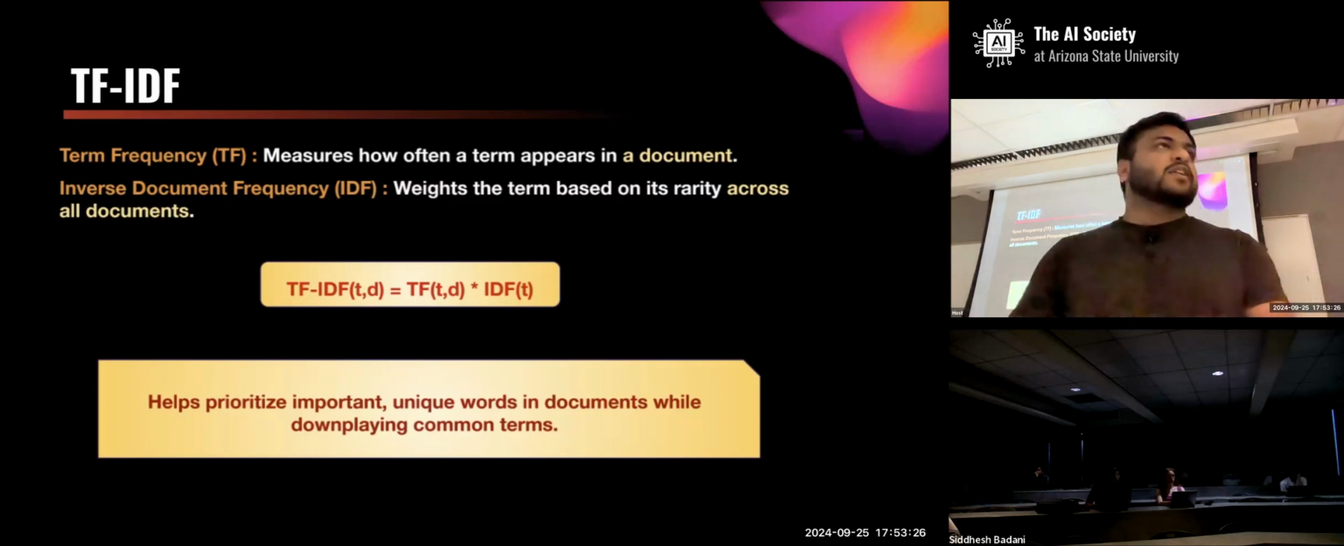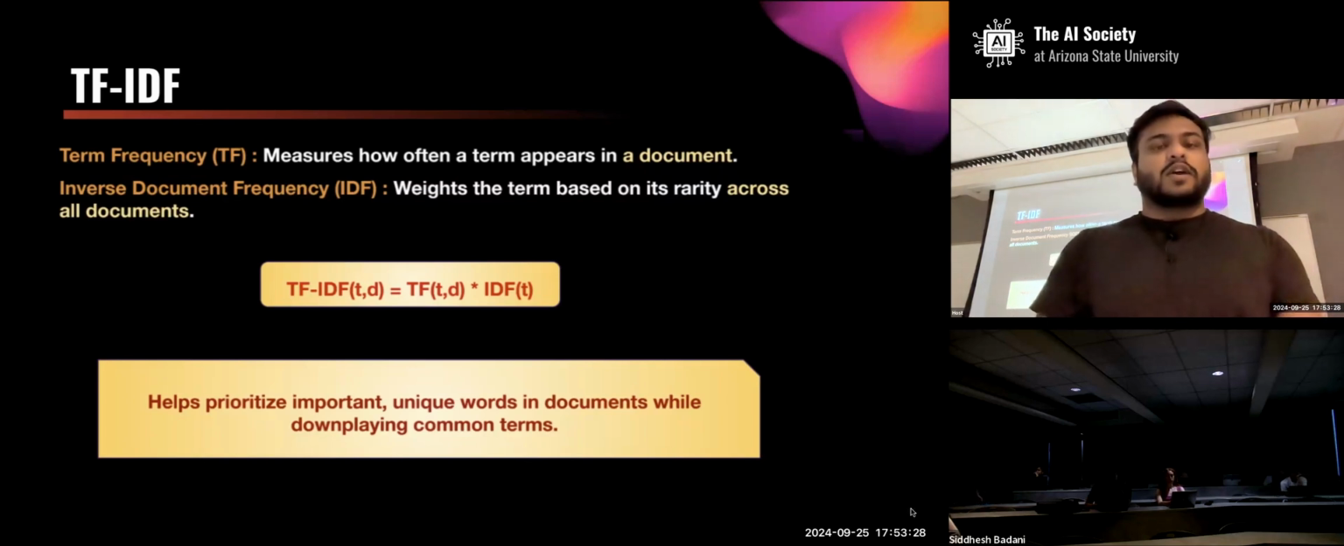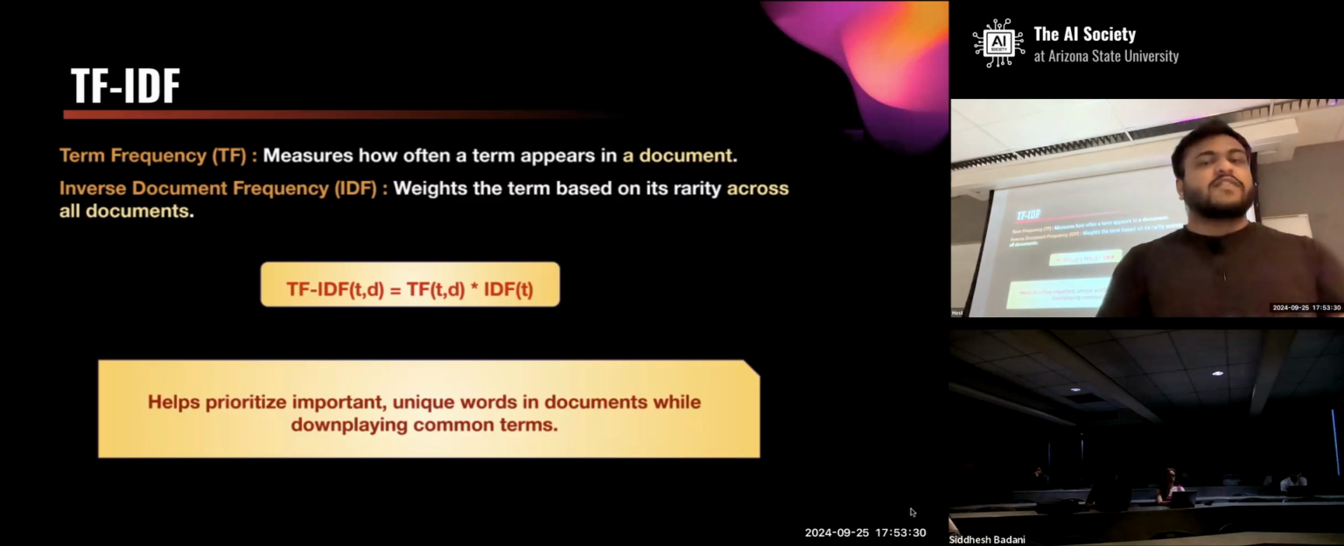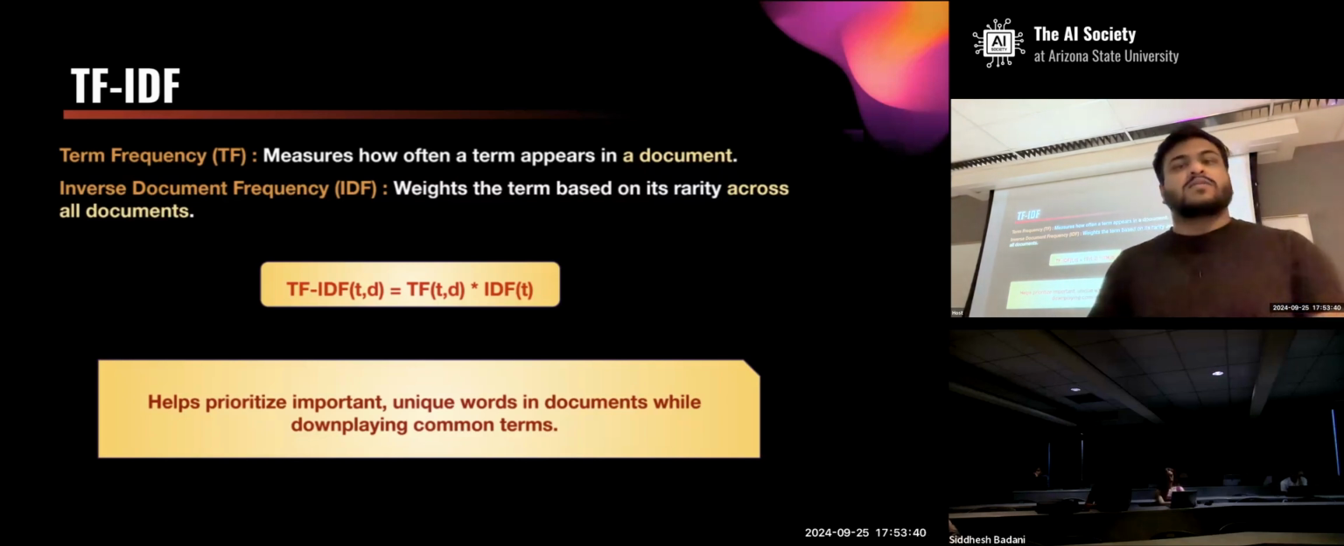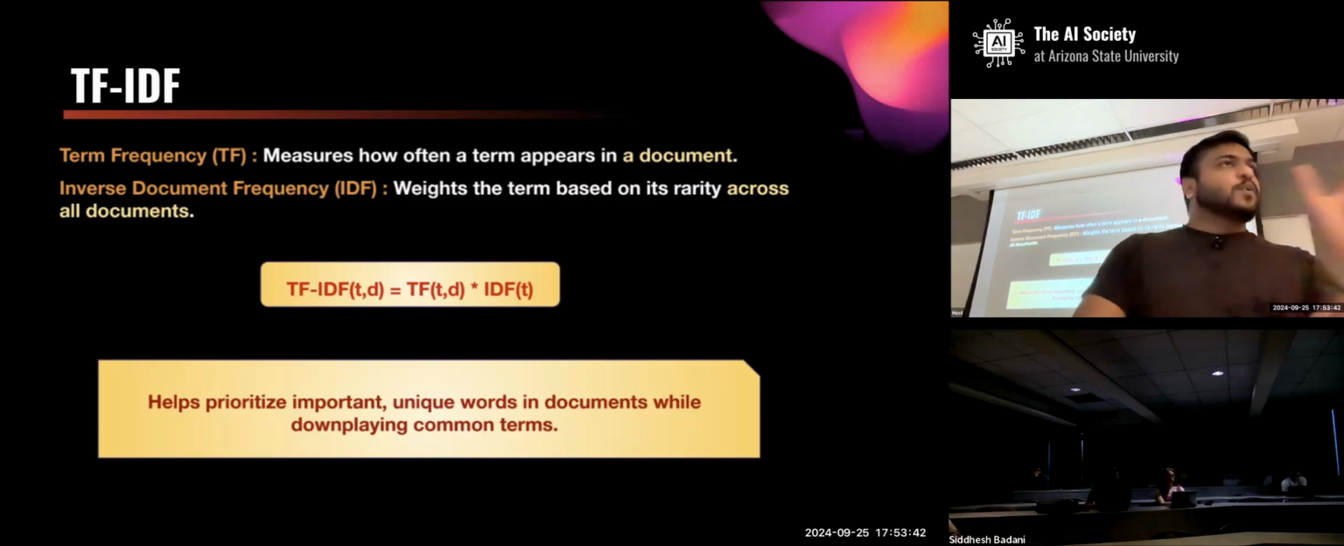There are multiple techniques available. And this technique is known as TF-IDF, and it measures how often a term appears in a document. So that is the term frequency. And then it measures inverse document frequency, and it multiplies both of the terms to make sure that the words which are more important get picked up.